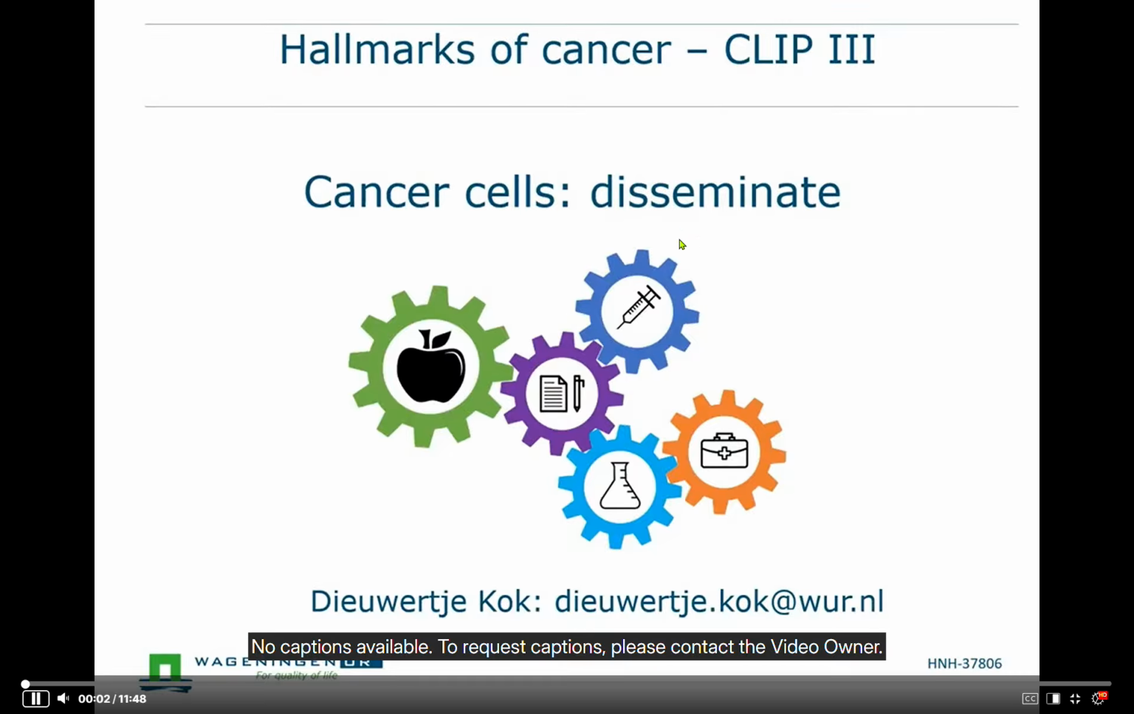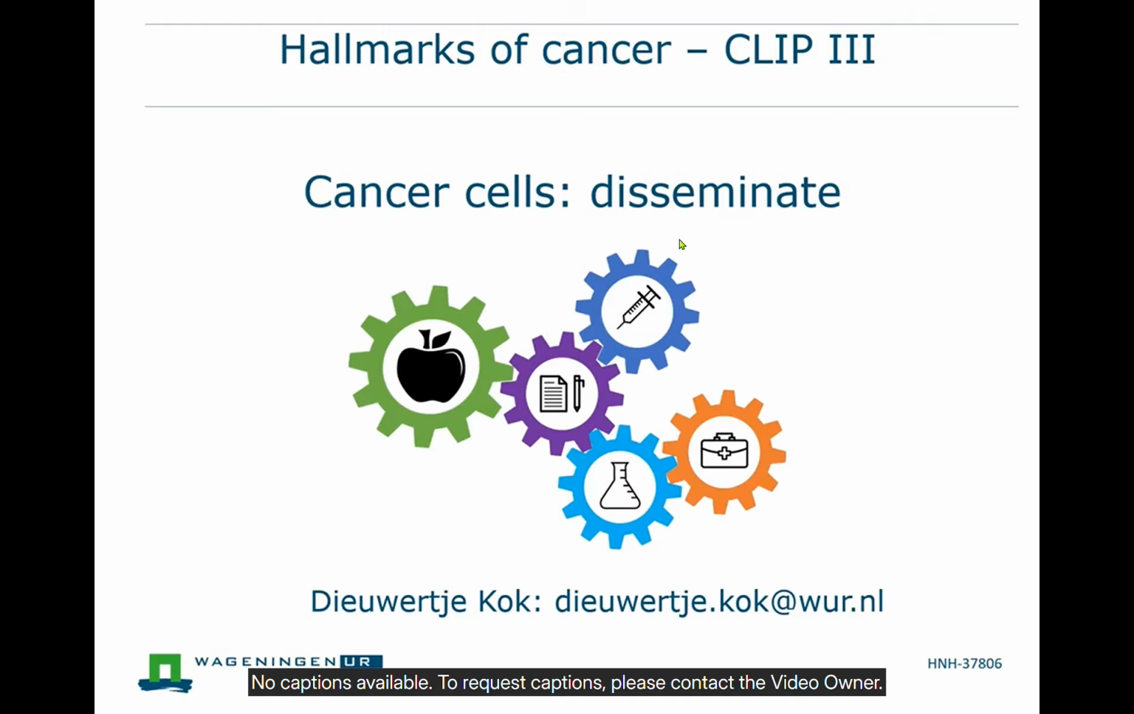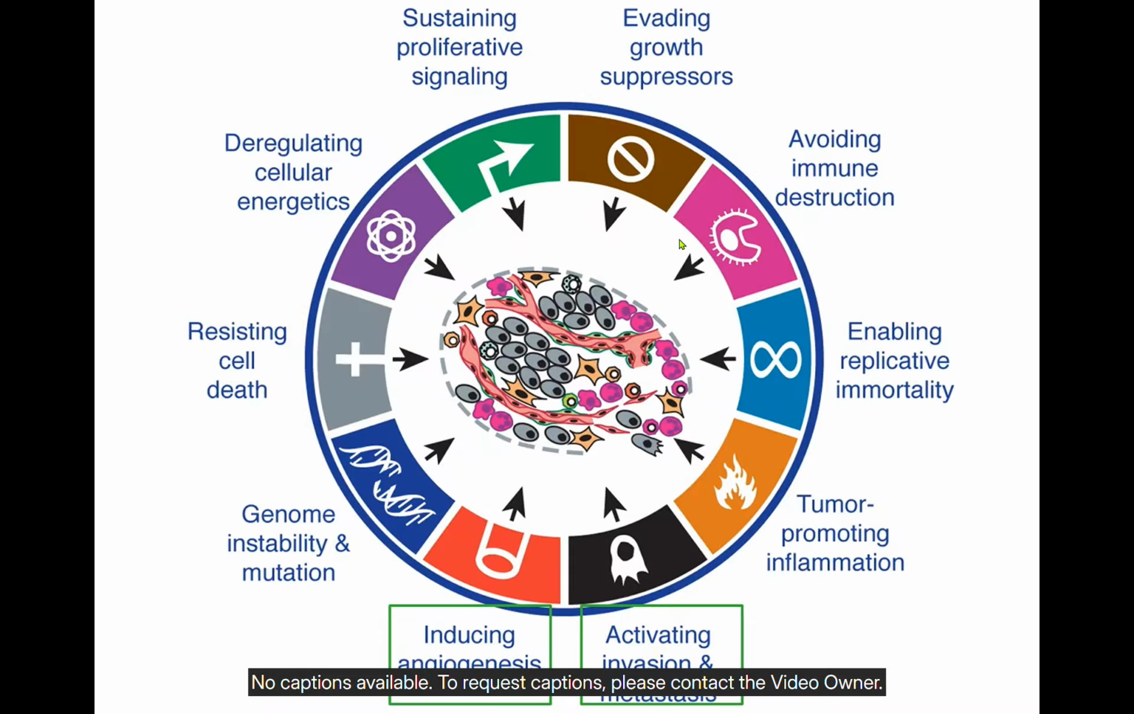In clip 3, we will continue with another set of core hallmarks, and these hallmarks facilitate dissemination or spread of cancer cells. The hallmarks that we will discuss are inducing angiogenesis and activating invasion and metastasis. Let's start with angiogenesis first.